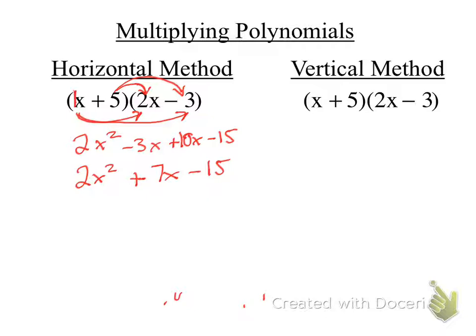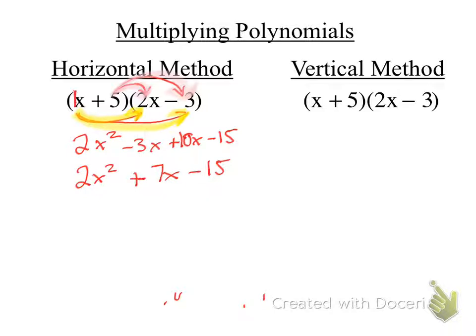One more time. I started with the x and I multiplied it by 2x. I started with the x and I multiplied by negative 3. Then I multiplied 5 times 2x and 5 times negative 3. Are there any questions on how we double distribute?